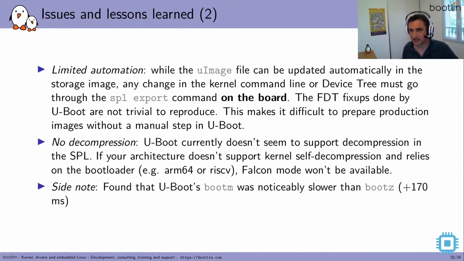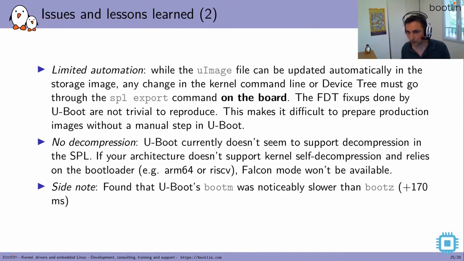Another issue is the limited automation that we found in real-life projects. While the UImage file can be automatically updated in the storage image, when you make any change to the kernel command line or the device tree, you must go through the SPL export command on the board to make the update. You can't really automate the FDT fixups that are done by U Boot in your own scripts. They are not trivial to reproduce, so you need U Boot to run those, and it makes it difficult to prepare production images without a manual step in U Boot.